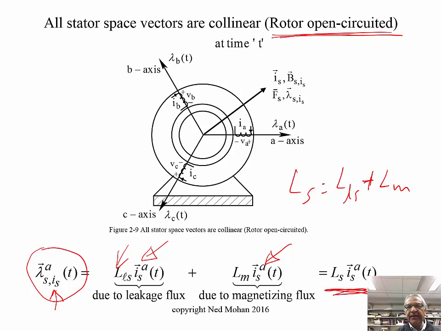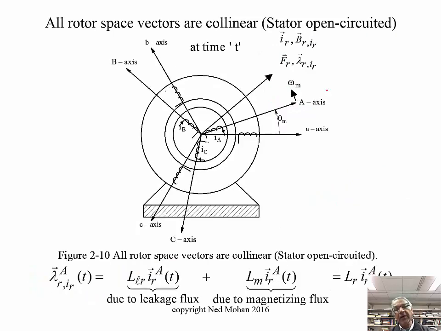This is written with the rotor open circuited, and all the resulting quantities, the current space vector, the flux density space vector, the MMF space vector, and the flux linkage space vector, are all collinear because the rotor circuit is open circuited. Now we'll do the same thing. What's the difference between the rotor and the stator? It's the same thing. In this case, we have currents in the rotor windings, but the stator winding, hypothetically, is open circuit.